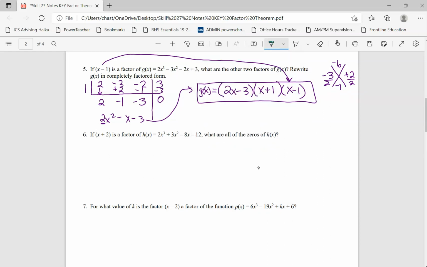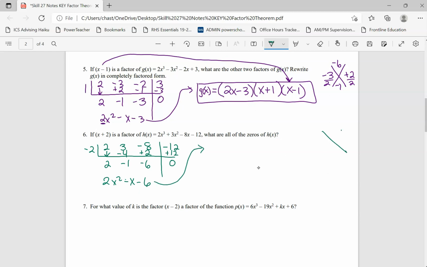If x plus 2 is a factor of this, what are the zeros? Okay, so we're going to put negative 2 on the outside, and let's see, we have 3, 2, 1, 0. All terms are accounted for. Bring down your 2. And it looks like we get 2x squared minus x minus 6. So now I'm going to factor that.